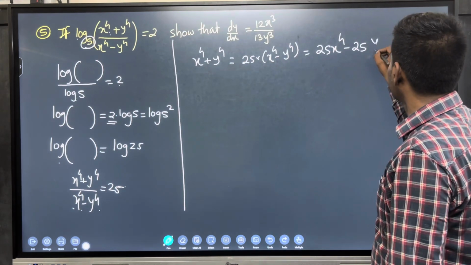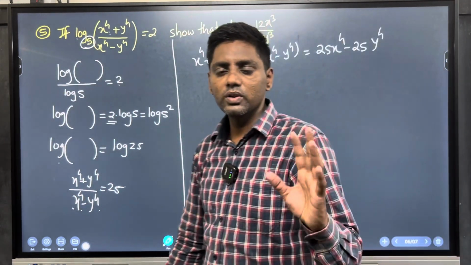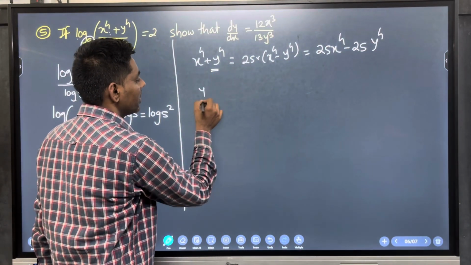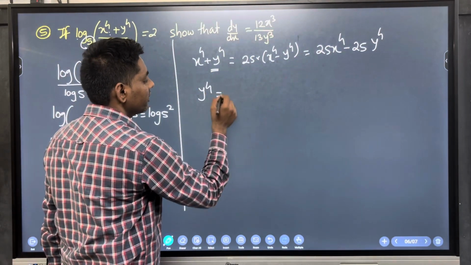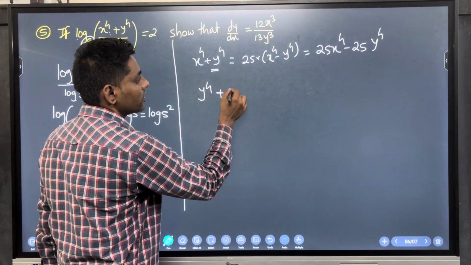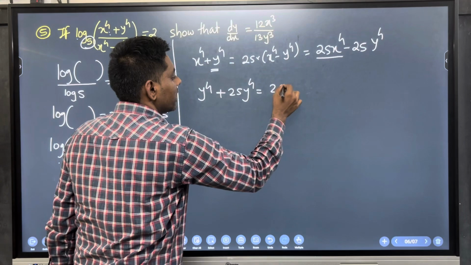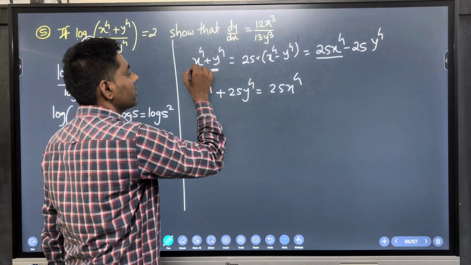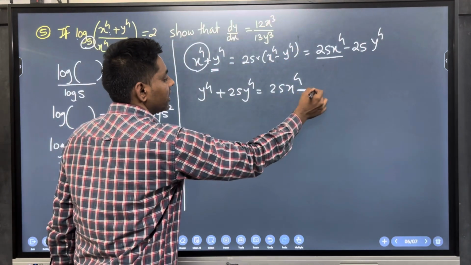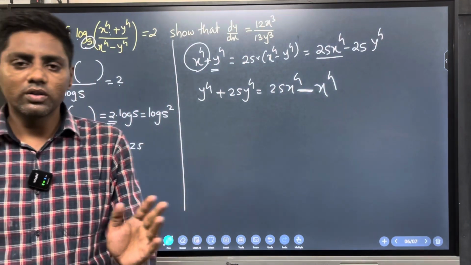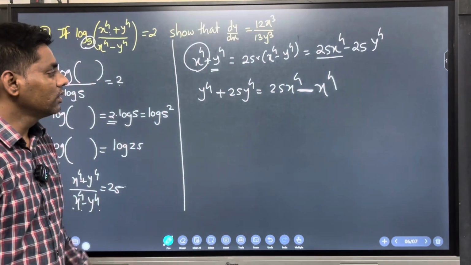And the next step is very simple, you already know. Write all terms of y. This is the y term, y raised to 4. On that side it is negative, coming here it becomes positive. So plus 25 times y raised to 4 equals 25 x raised to 4 already present, and x raised to 4 goes that side, it becomes negative x raised to 4. Simple step: write all terms of y on the left hand side and remaining terms on the right hand side.